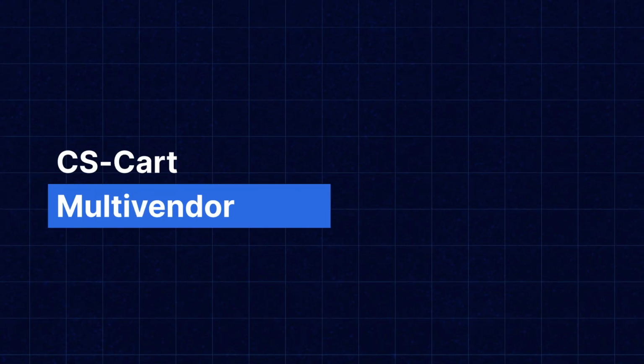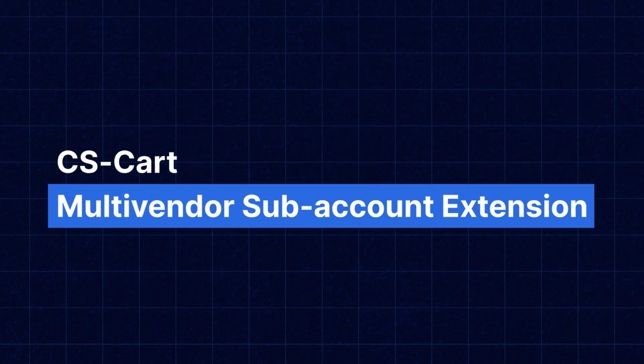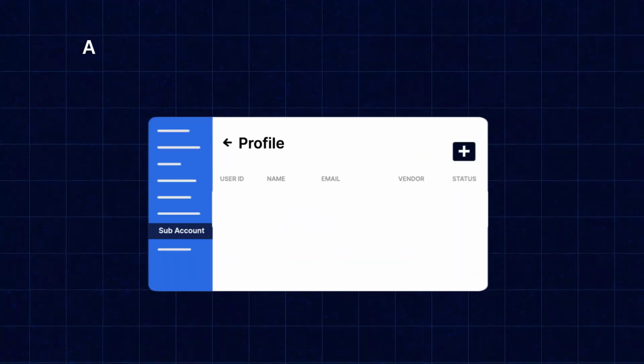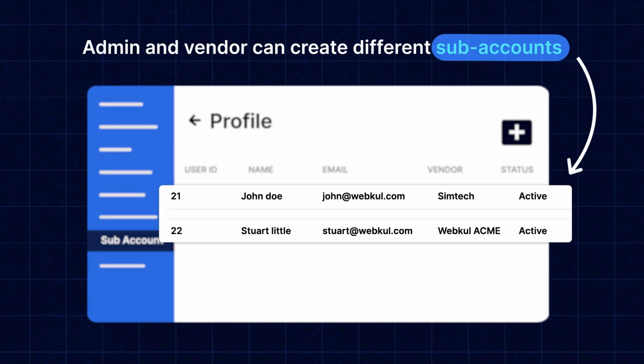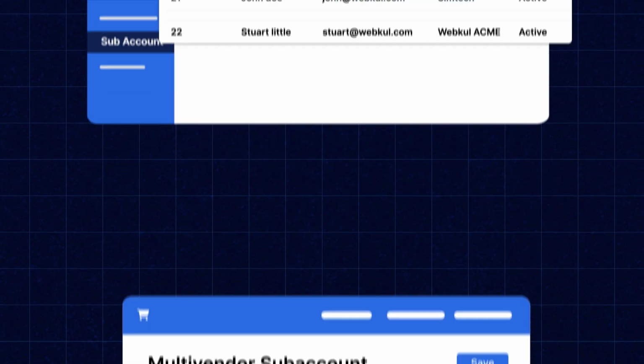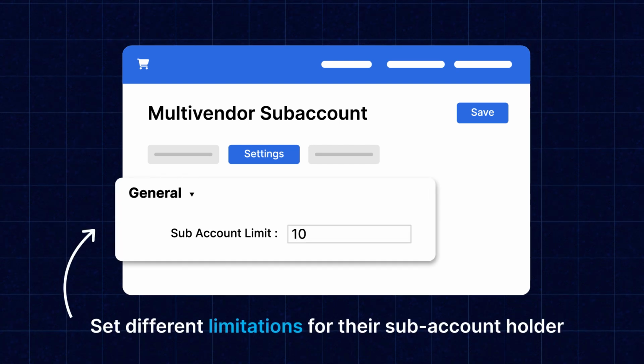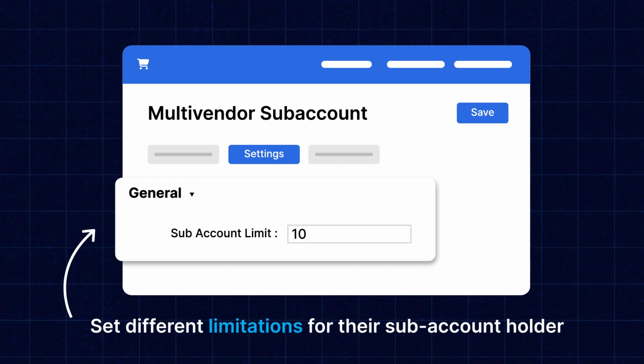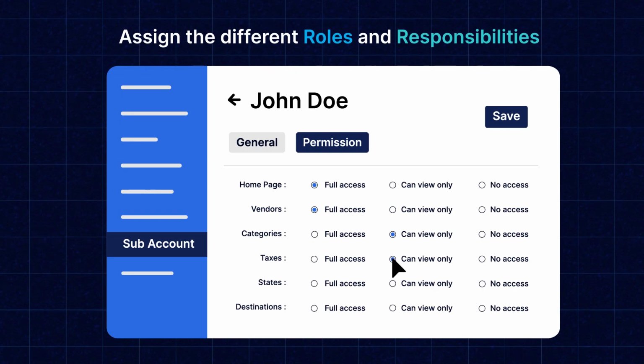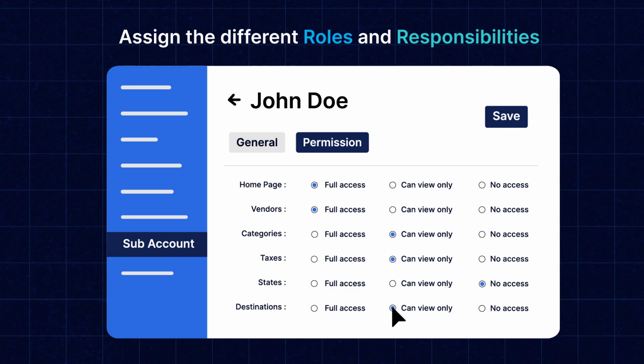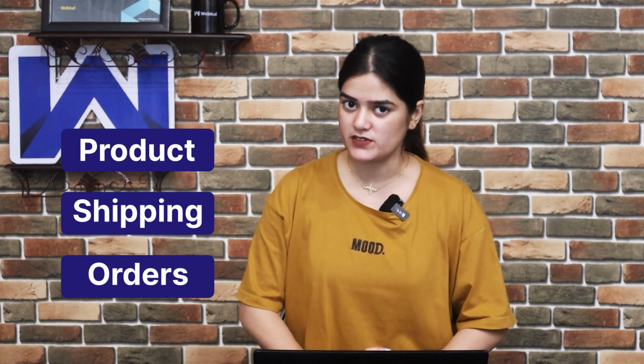Hi, I am Achal. Here we will be checking out the functionality of the CS-Cart multi-vendor sub-account extension. By using this extension, the admin and the vendor are able to create different sub-accounts. They can also set limitations for the different sub-account holders. It also allows assigning different roles and responsibilities in order to manage the products, shippings, orders, etc.